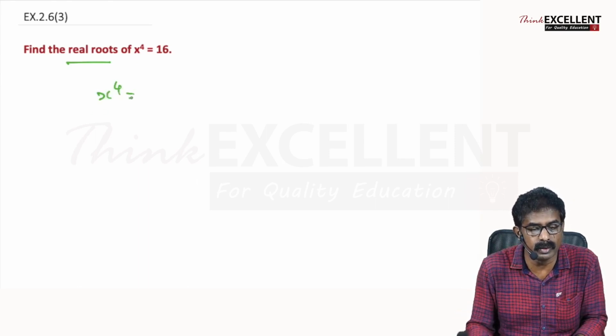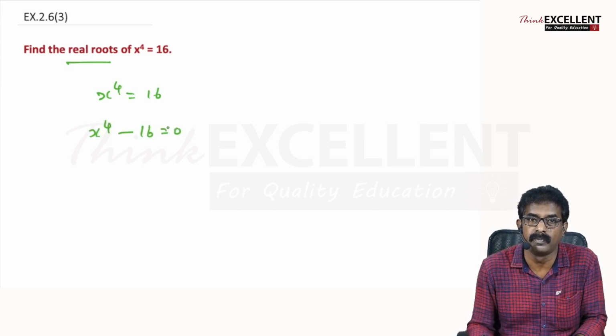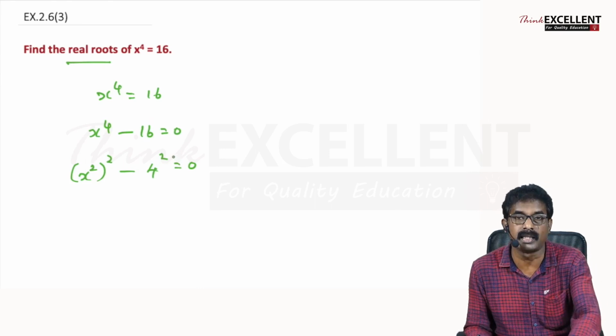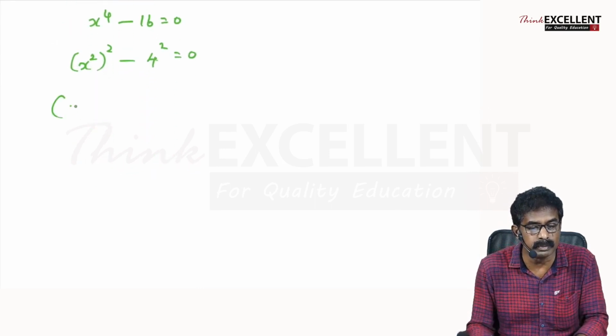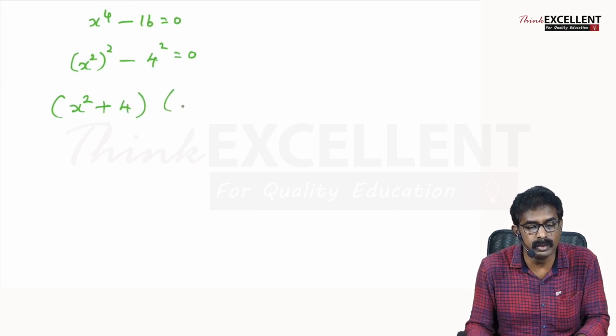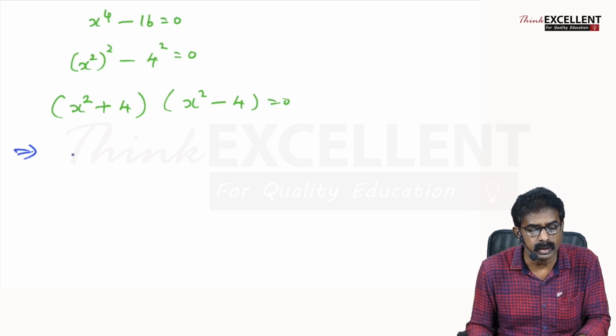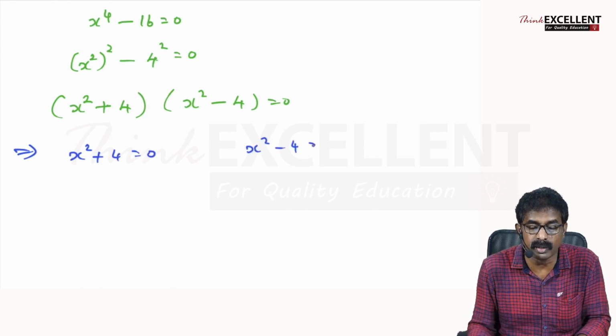x raised to 4 equal to 16. Bring it to the left side: x raised to 4 minus 16 equal to 0. You can write it as x square the whole square minus 4 square equal to 0. a square minus b square, you can write it as a plus b into a minus b. This is our a, x square. So (x square plus 4) into (x square minus 4) equal to 0. Again you can factorize the second one, or you do one thing, separately equate with 0. So x square plus 4 equal to 0. Another one, x square minus 4 equal to 0.